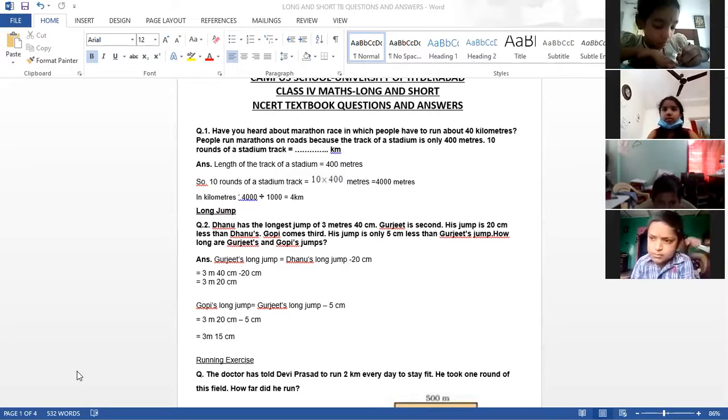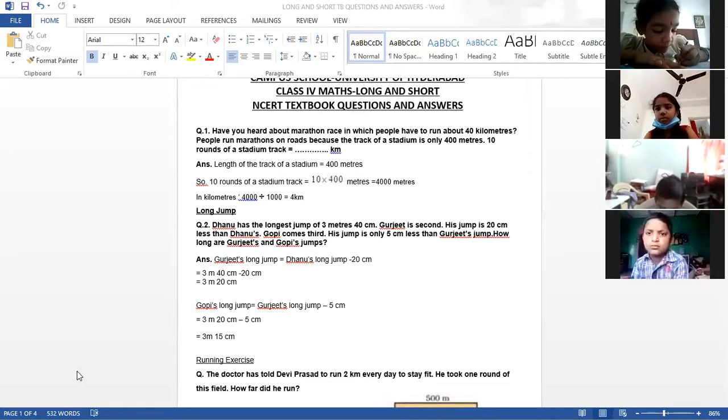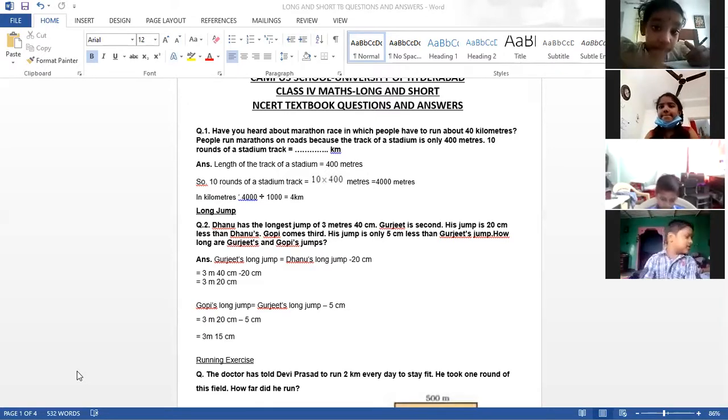It is given the stadium track is only 400 meters. The total distance is 400 meters. In the stadium we have less distance to cover. That's why people run on the road, so that they cover maximum distance. Here it is given a person who runs in the stadium 10 times. If we go for 10 rounds, how much distance is going to be covered?